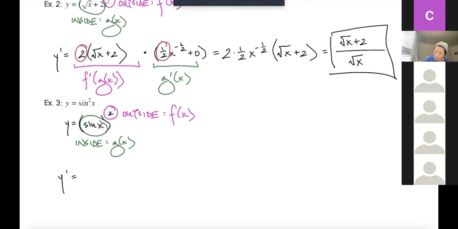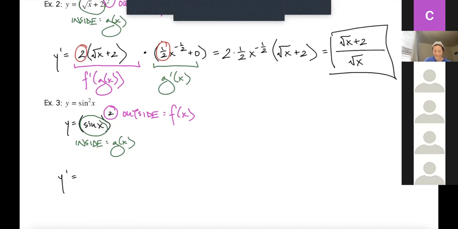So y prime. Professor, I just had a quick question then. Yes. What's up? So would we get the same answer if we use those different rules? Because you could use product rule, correct? Absolutely, you could. And we would get the same answer if we use chain rule? Yes. Okay, all right, thank you. Good question.